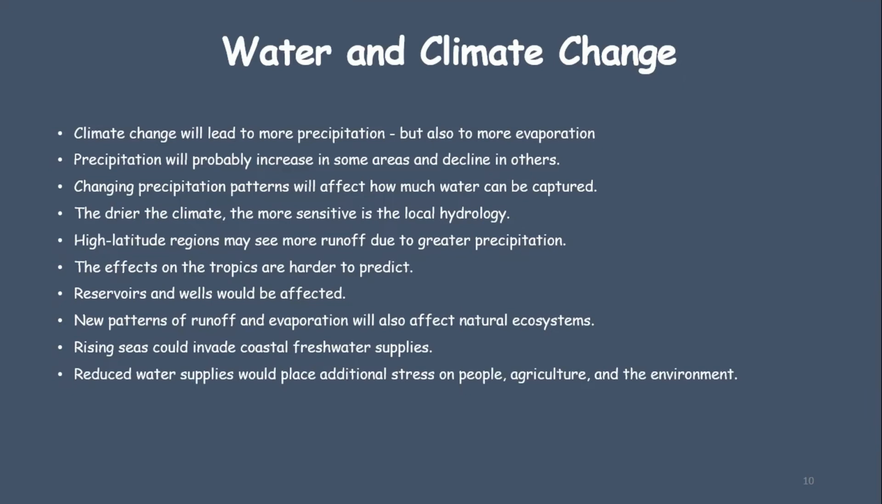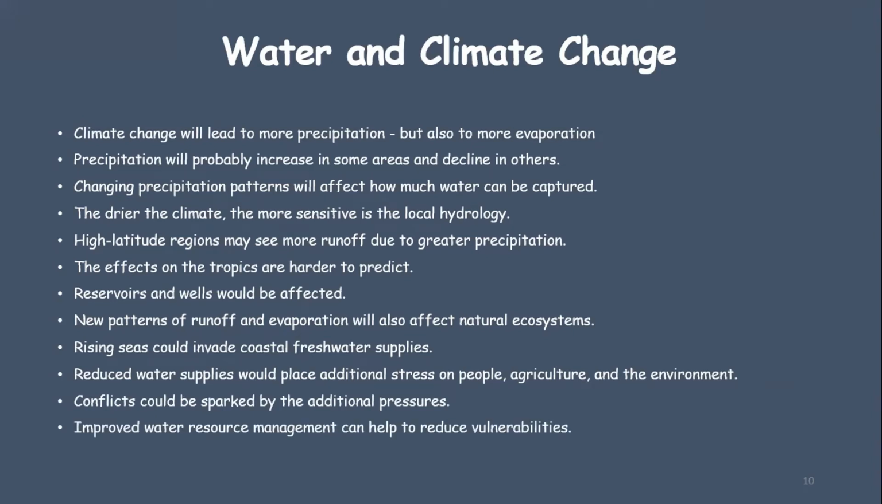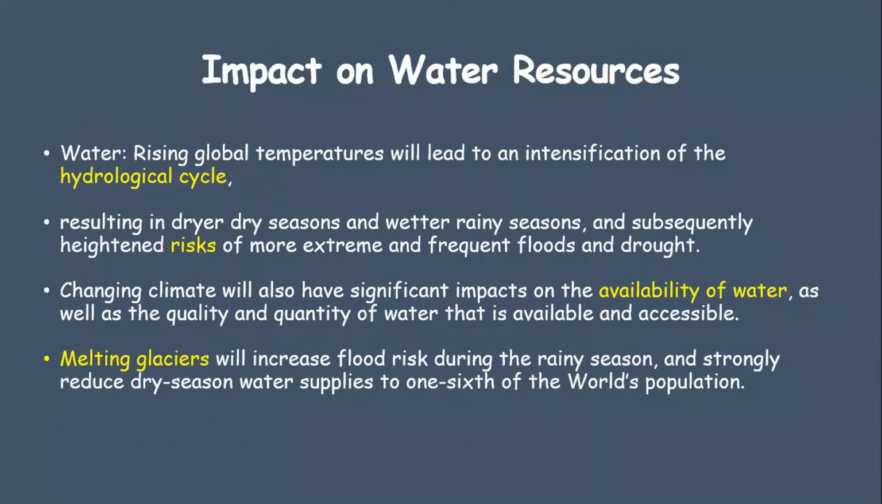Reduced water supply would place additional stress on people, agriculture, and the environment, and conflicts could be sparked by the additional pressures. Improved water resource management can help us reduce these vulnerabilities. Ultimately, we can also see an increase in waterborne diseases. Okay, so the impact on water resources.